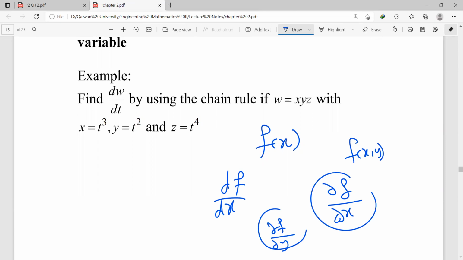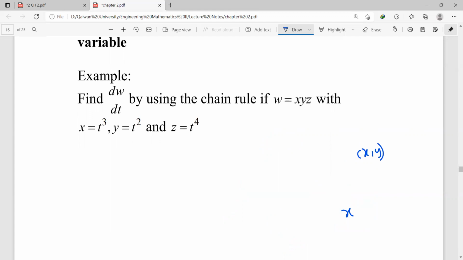Here, for functions of more than one independent variable, we use partial derivative. But if you have only one independent variable in the function, we use df by d of the independent variable. Here we have an example like that. We don't need to use partial, we just need to use d. As you see here, we should find dw by dt, for the function w equals xyz.